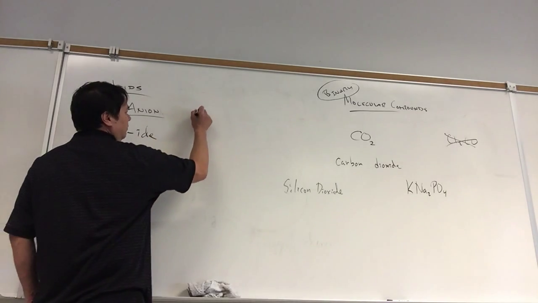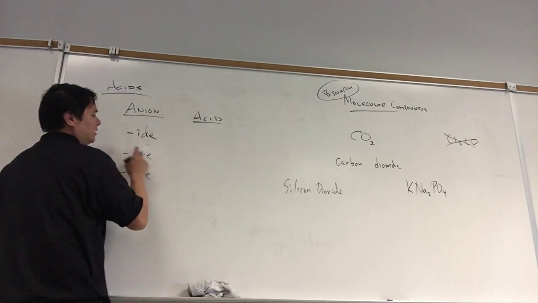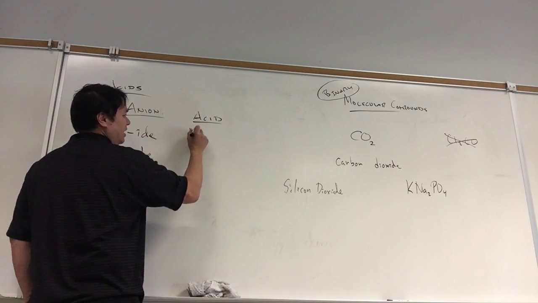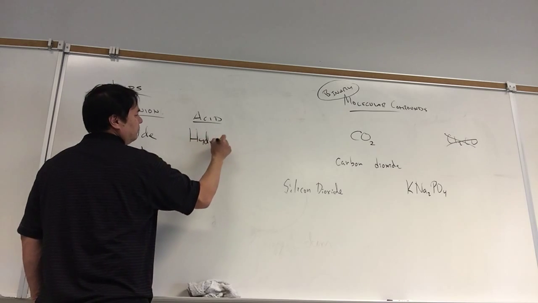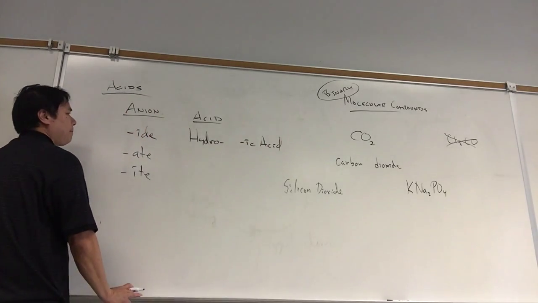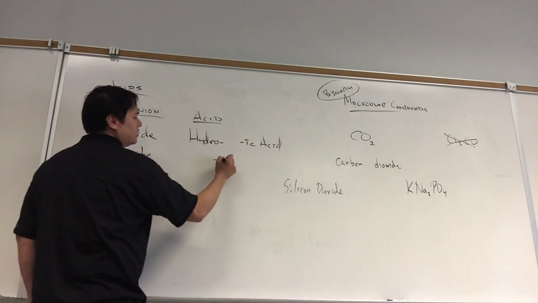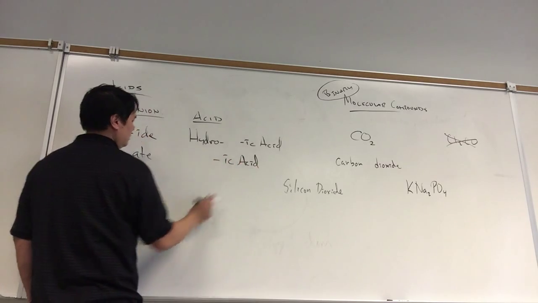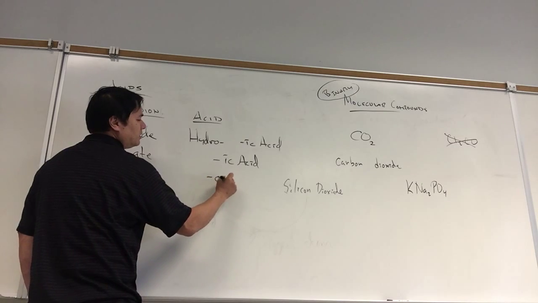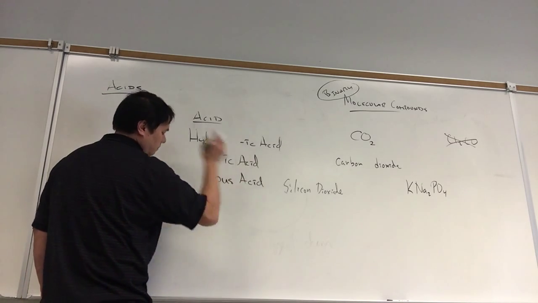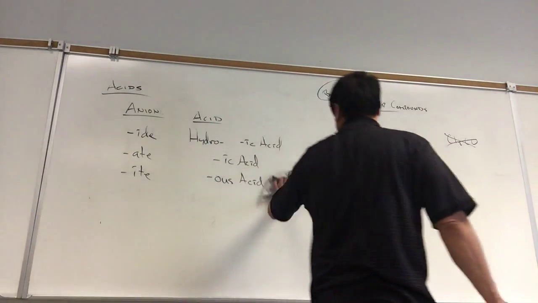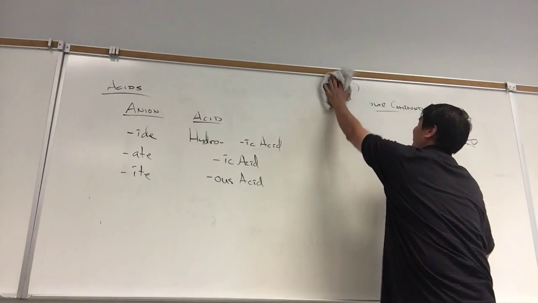And so based on this, we name our acid. If the acid has an anion that ends in ide, we use the hydro prefix and the ic acid ending. If it ends in ate, we just use the ic acid ending. If the anion ends in ite, we change the name of the anion to aus acid. And there are only 3 scenarios that come up, so these are not too difficult as long as you know the anion name.